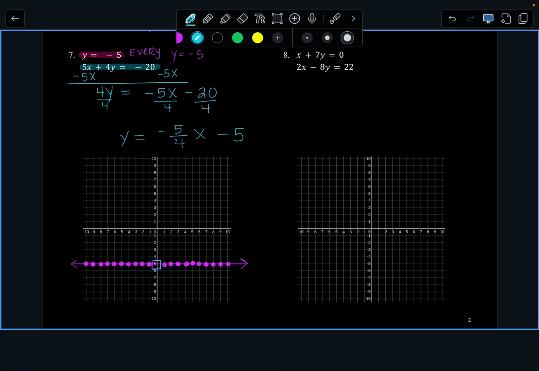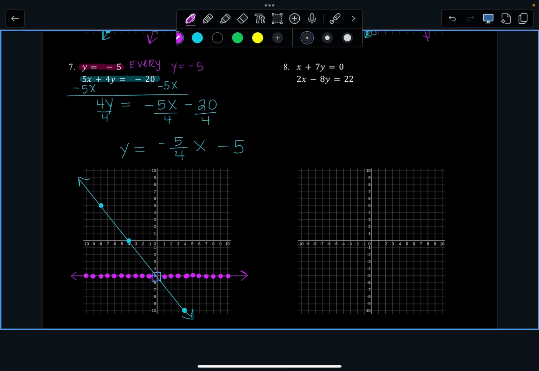And our slope tells us to go down 5, right 4. We can also go up 5, left 4. And connect those dots to make a straight line. Number 8, also a bit different. If we subtract x from both sides, we have 7y equals -x. If we divide by 7, y equals negative 1 over 7 x.